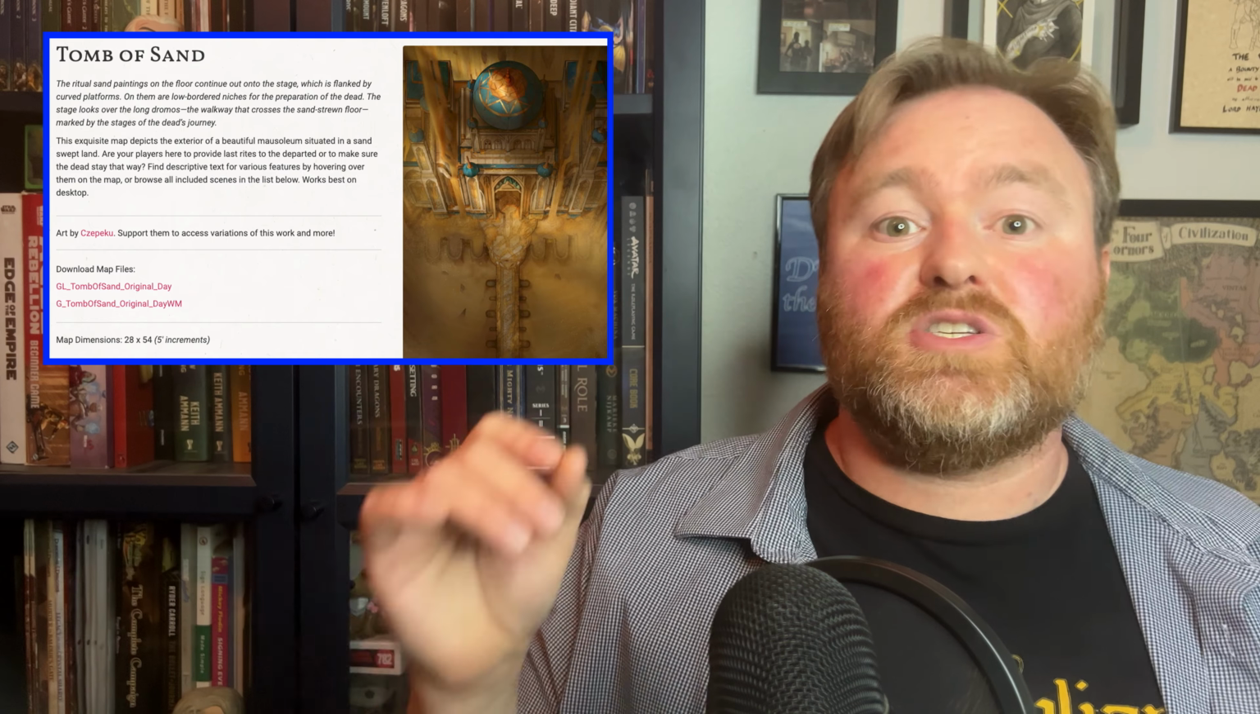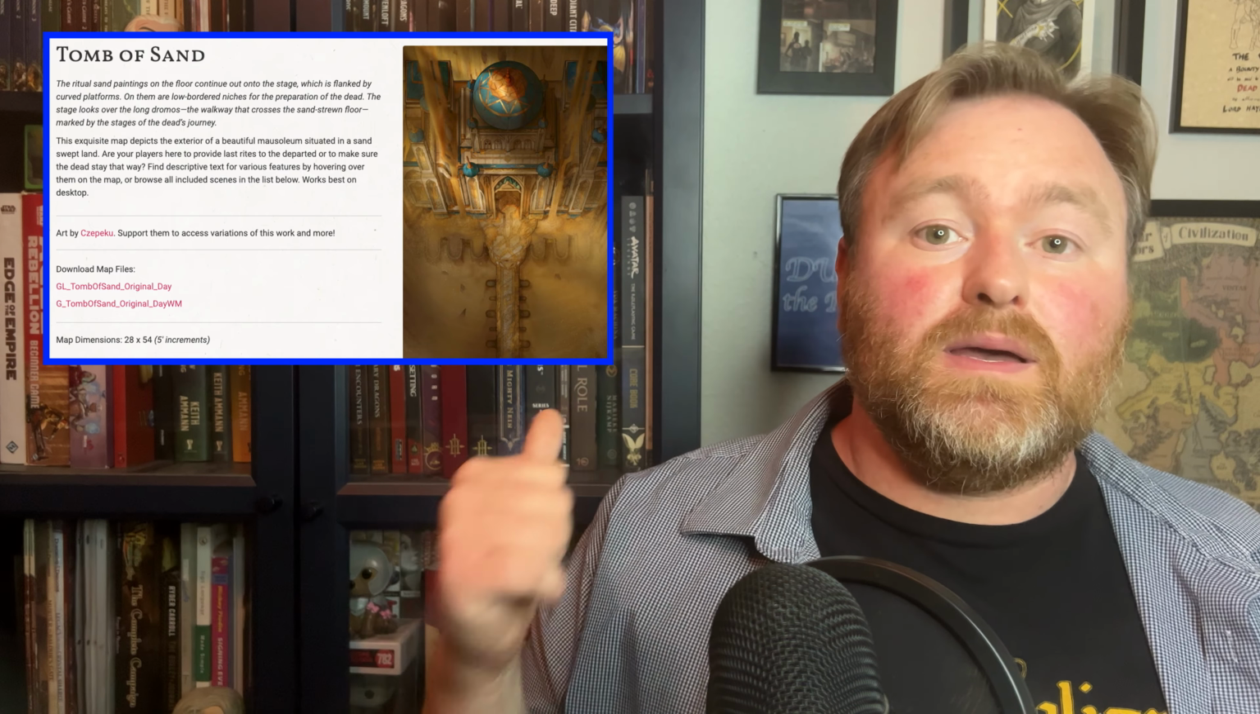As an example, let's check out the Dscryb description for their map, Tomb of Sand. The ritual sand paintings on the floor continue out onto the stage, which is flanked by curved platforms. On them are low-bordered niches for the preparation of the dead. The stage looks over the long dromos, the walkway that crosses the sand-strewn floor, marked by the stages of the dead's journey.